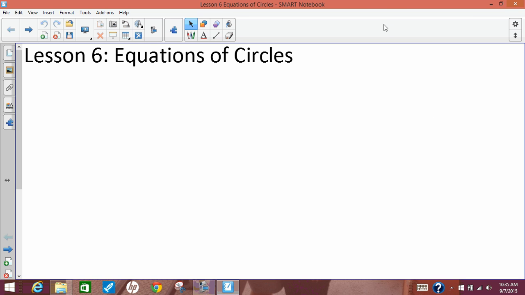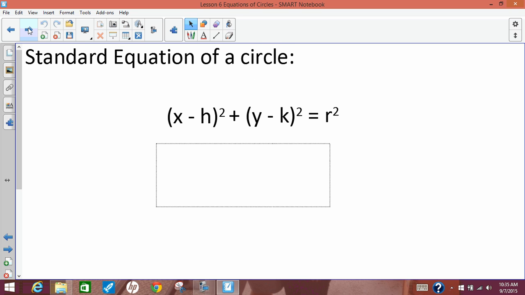Yeah, we are into the second unit now, and we're going to start talking about circles and all these things that have to do with circles. And we're going to start out by talking about circles in the coordinate plane and specifically their equations. So we have a standard equation of a circle, and it goes a little something like this. (x - h)² + (y - k)² = r².